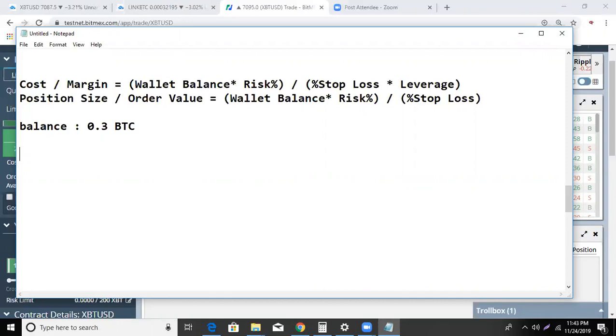Okay, and let's say somewhere my entry is at 7100. I want to go long. Okay, and my stop loss is, let's suppose, 7090. Okay, this is my stop loss. Okay, my target could be anything. Okay, in the risk management and position size, it does not count the target. That is for the risk reward ratio. So I'll be using the stop loss.